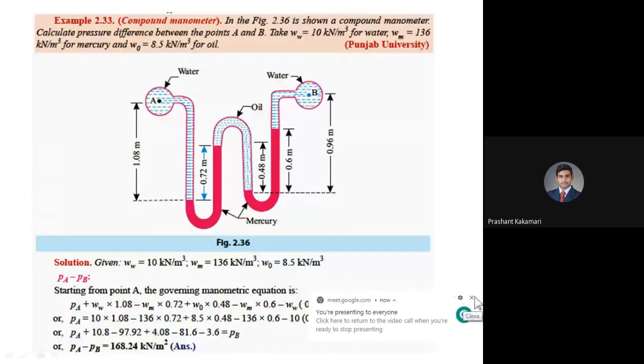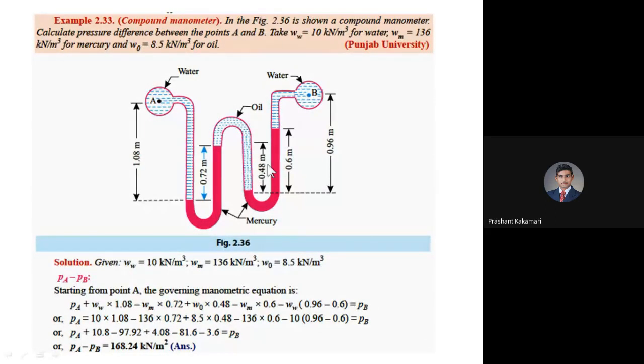So in this example, I'll read the given data and we'll check how they have written it, or what our procedure is, and whether, as per our procedure, it is correct or not. In figure 2.36 is shown a compound manometer. Compound means a number of U-tubes will be there, differential U-tubes. There are numbers 1, 2, 3 like this.